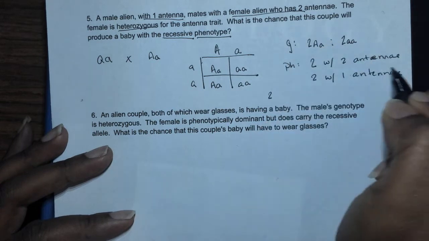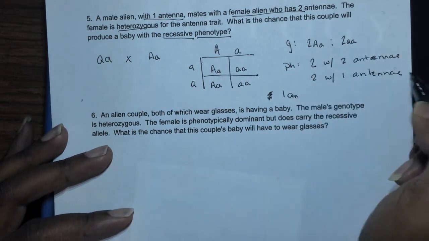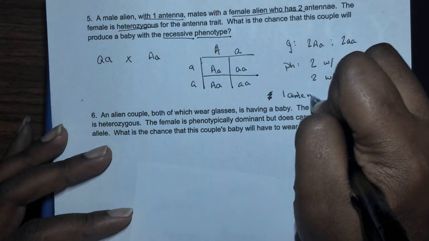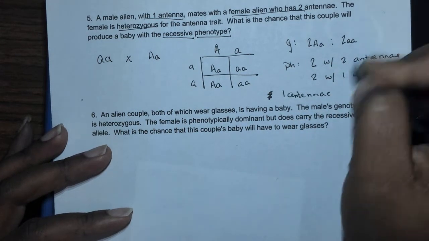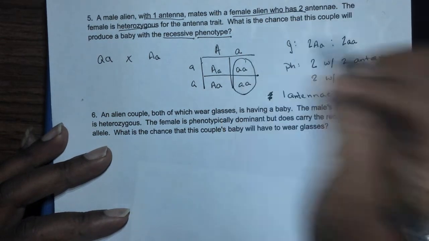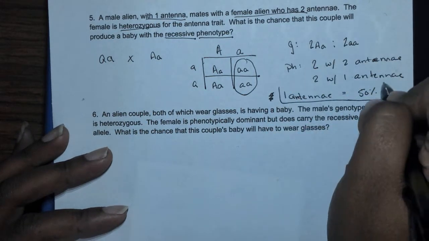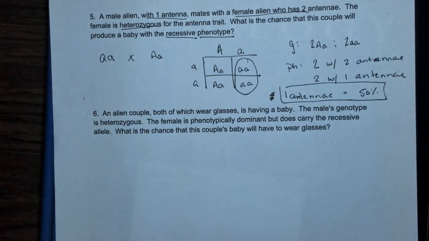So chances for 1 antenna is equal to 50%.